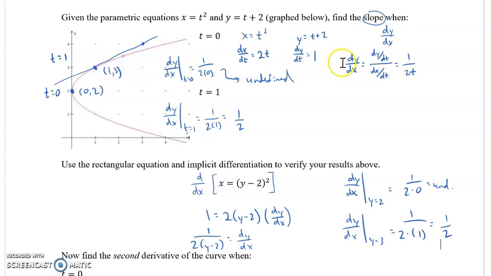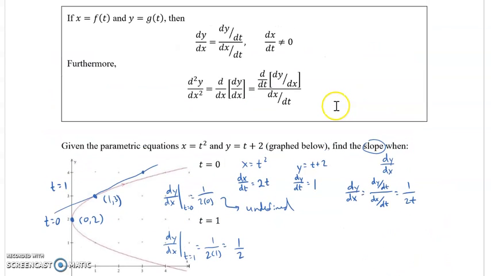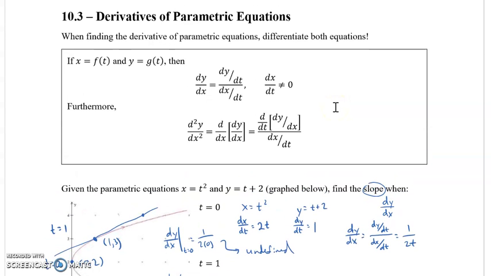This process of taking dy/dt divided by dx/dt to get the slope is in fact how we find the derivative of parametric equations. Or at least that's how we find the slope, which is one sort of derivative that we can find. And then we can also generalize this to the second derivative.